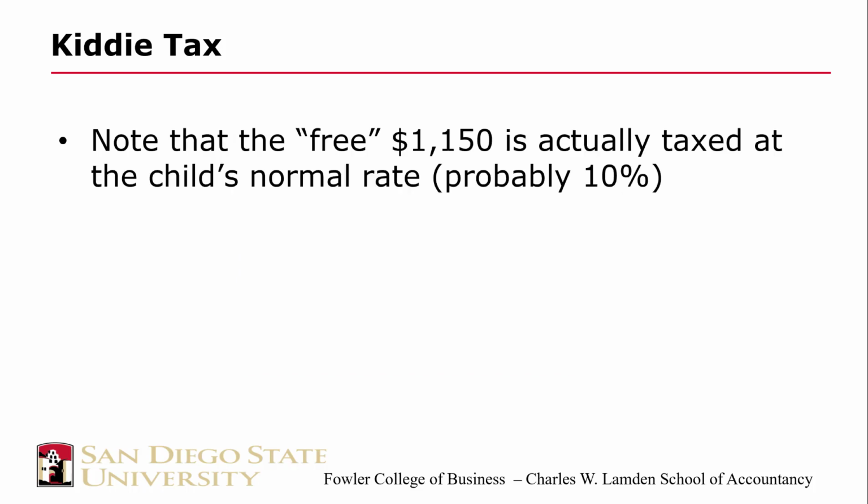Now, the remaining amount, that free 1,150, that actually is still taxed. The standard deduction part is not, right? Everyone gets that standard deduction. But that 1,150 is actually going to be taxed at the child's normal rate. So even though you reduce it and it's not taxed at the parent's rate, it doesn't mean that it goes untaxed. There's a pretty good chance that you're going to owe almost every time another $115 worth of tax.